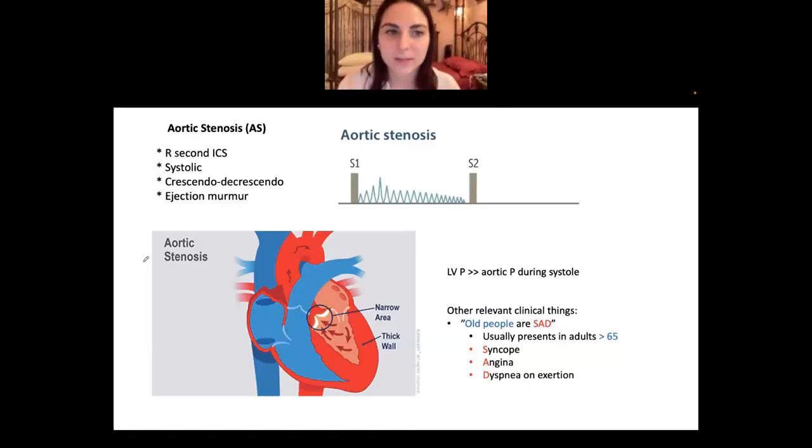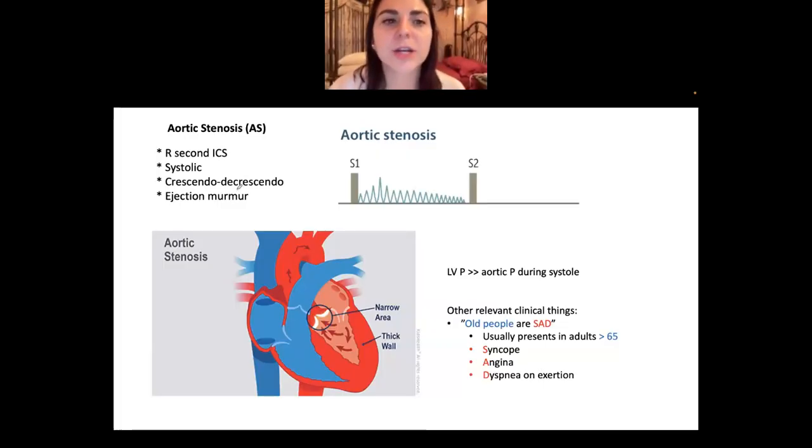When's the aortic valve open? Systole. So it's always going to be here during systole. It's crescendo, decrescendo, and I'll explain that a little bit. It's also known as an ejection murmur. A few of the stenotic murmurs are known as ejection murmurs.